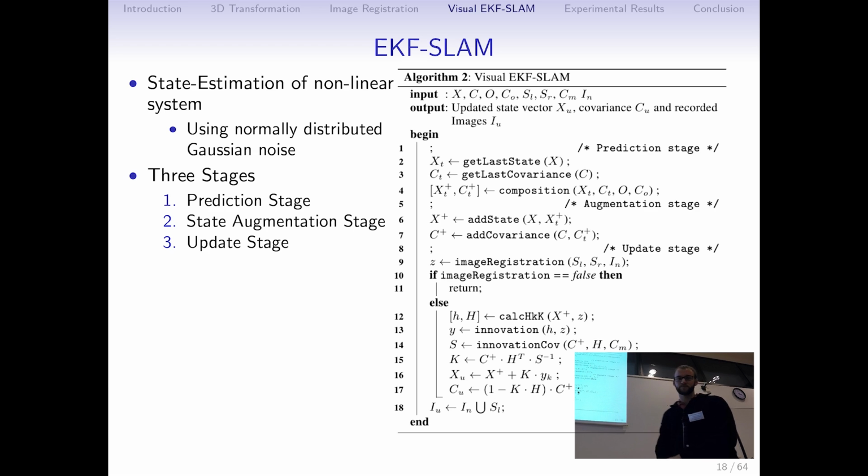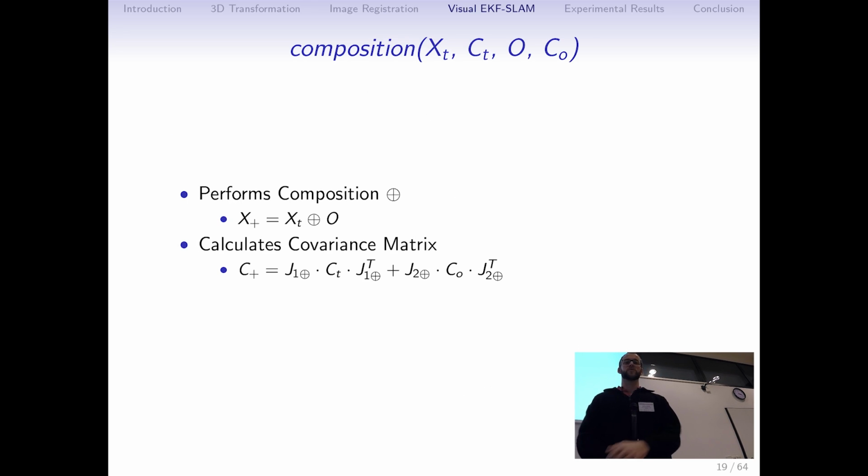The prediction stage is only getting the last state of the state vector and the corresponding covariance matrix to this state. With the new odometry data information from the visual odometry, we are composing now the odometry with the current state to get a new state prediction. The covariance matrix, so the uncertainty of this state, is calculated by the application of the Taylor series of the first order, as can be seen here, and the result is the corresponding covariance to this state.